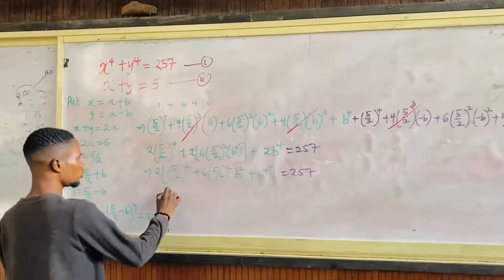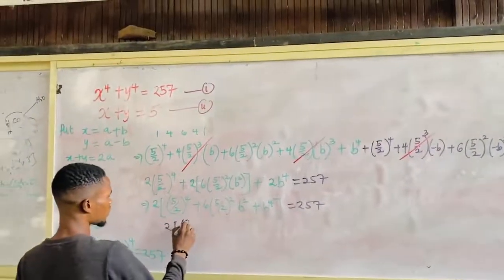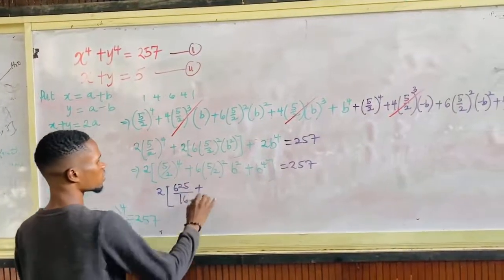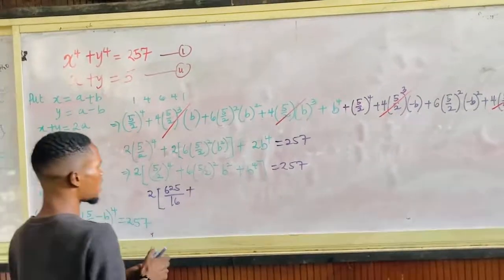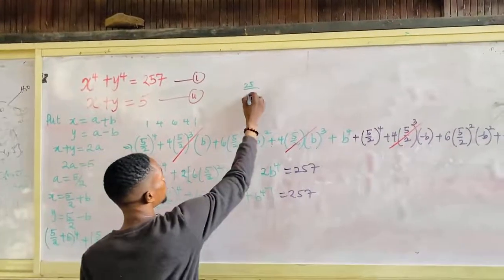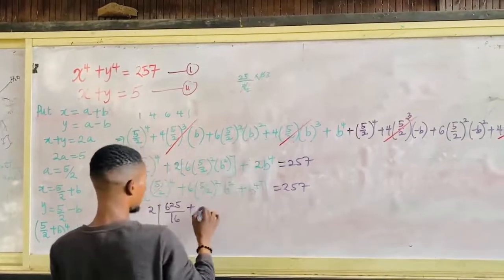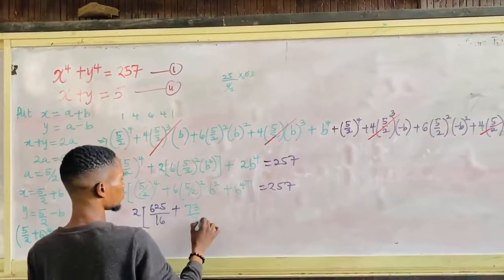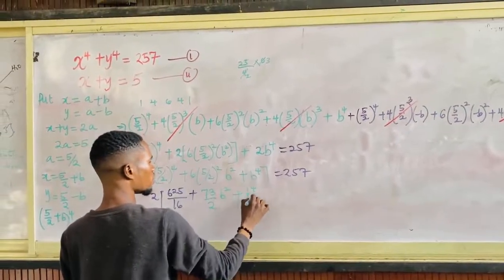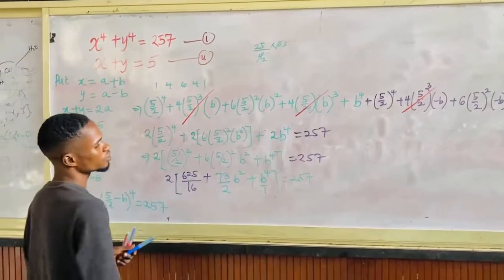So that gives 2 into bracket. Now what is 5 raised to the power 4? That's 5 times 5 times 5 times 5, which is 625, over 2 raised to the power 4, which is 16. Plus 5 raised to the power 2 is 25, and 2 raised to the power 2 is 4, multiplied by 6. That's 75 over 2, b squared plus b raised to the power 4 all over 1, which is 257. Now you notice that I have just degree 4 and degree 2.